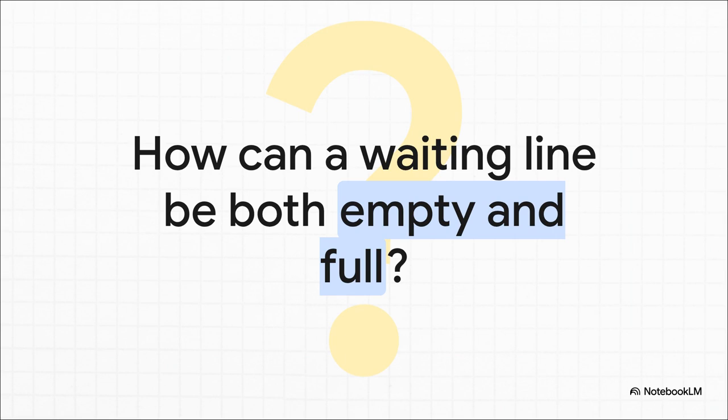How can you possibly design a system where the waiting line for service is supposed to be empty and full at the exact same time? The simple, honest answer is you can't. You have to pick one to prioritize.